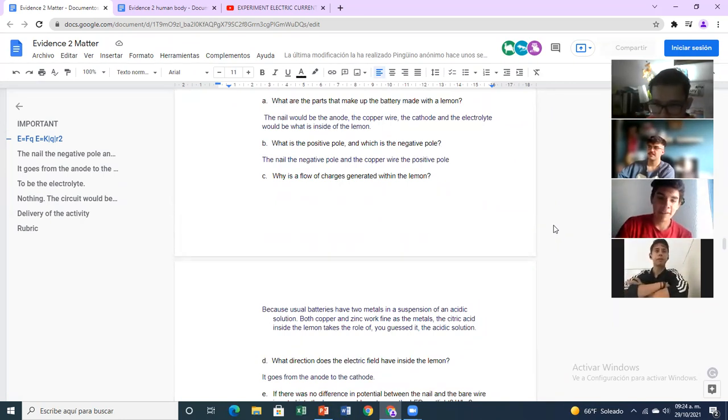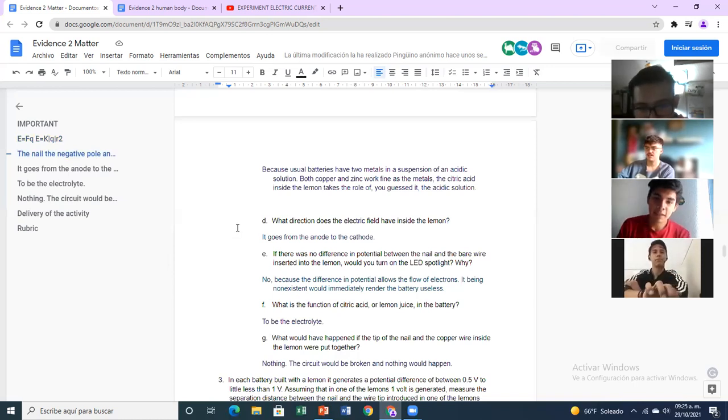My name is Leonardo Alvarez. I'm going to present point C, which asks: why is a flow of charges generated with the lemon? Usual batteries have two metals and an acidic solution. Both copper and zinc work fine as the metals. The citric acid inside the lemon takes the role of the acidic solution.